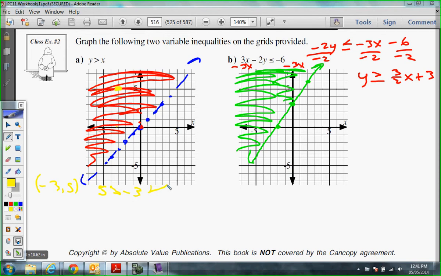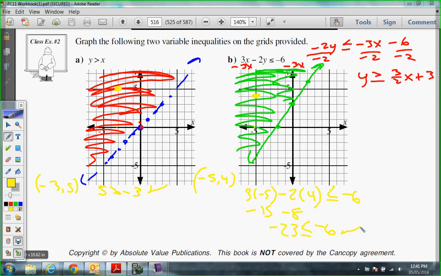Okay. And give me a point try on this one, Sarah. Point part B. -5, 4. Right here. So we're trying -5, 4. Okay, I'm going to put it back in the original. So 3 times -5 minus 2 times 4 is less than or equal to -6. 3 times -5 is -15. Minus 8 is -23. That is less than or equal to -6. We have confirmed it. Okay, so it is an answer.